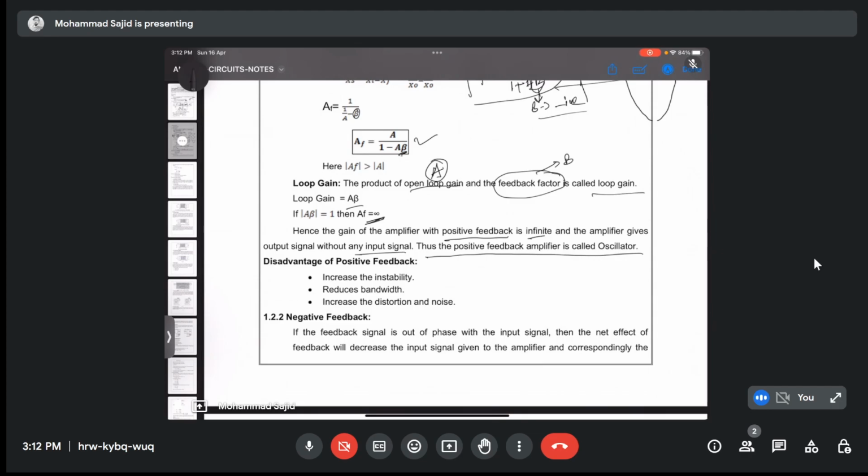Now, what is the disadvantage of positive feedback? You know that if there are oscillations in a circuit, this leads to instability, right? So it increases the instability and reduces the bandwidth. Bandwidth is the region of operation. So if this is the bandwidth, then this will increase the distortion and noise. We will see.